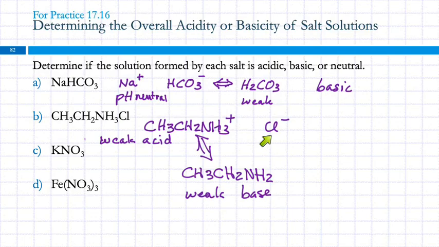What about chloride? That is the anion of a strong acid. HCl is a strong acid. So this only goes one way. It's going to be neutral. So I have to identify the two ions and then look at them separately. What does this one do? What does that one do? This one's neutral. That one's a weak acid, so this solution will be acidic.